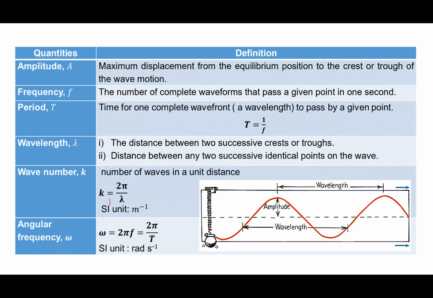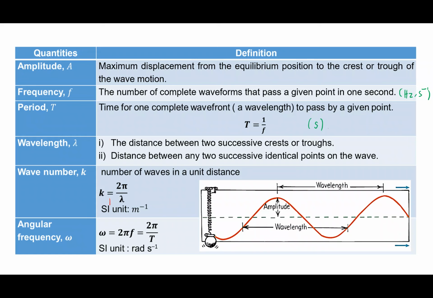Okay, frequency. Sebelum ni kita pun dah cerita. The number of complete wave form that passes at a given point in 1 second. So unit dia mestilah hertz ataupun second power of -1. And then period, kita tahulah unit dia mesti adalah second. So macam nak kira period adalah 1/frequency. Okay, nak kira wavelength. Wavelength tu benda apa? Wavelength adalah distance between two successive crest or throw. Okay, yang ni you kena tahulah.